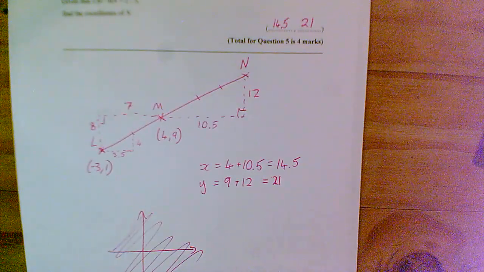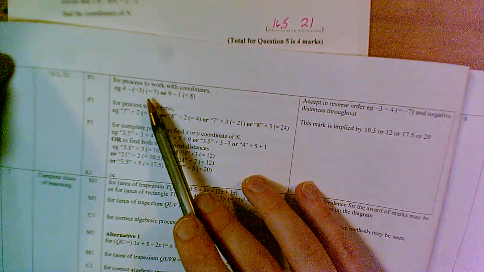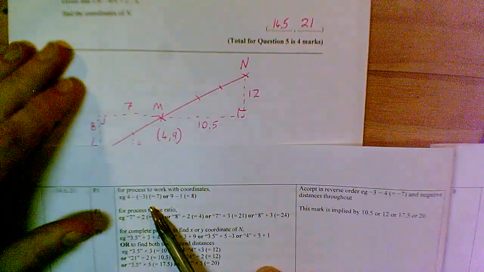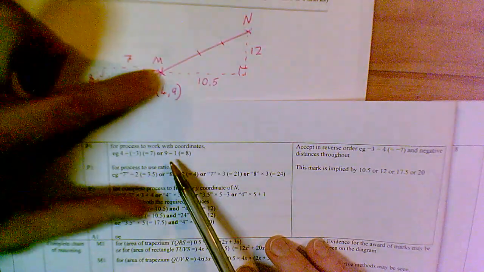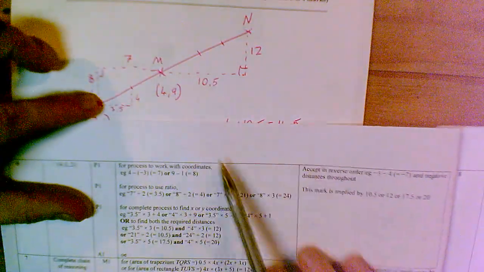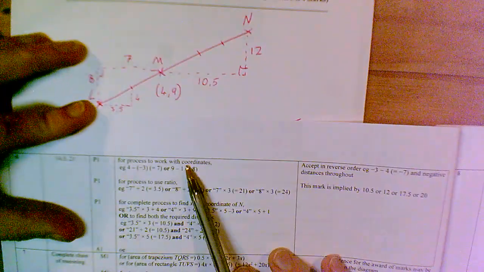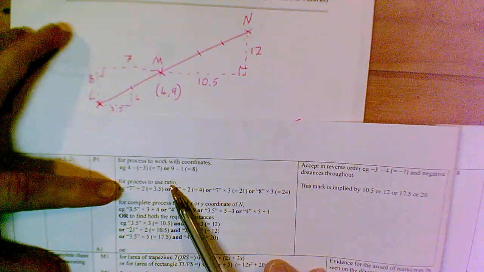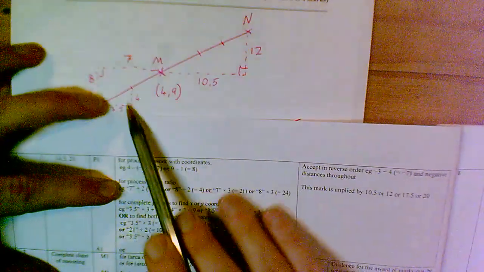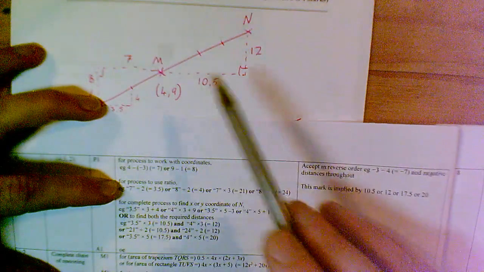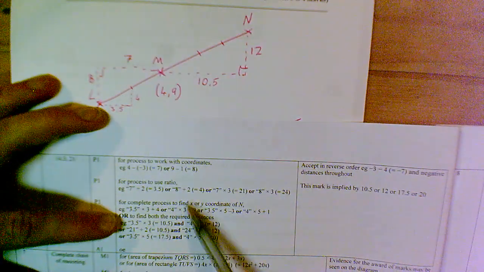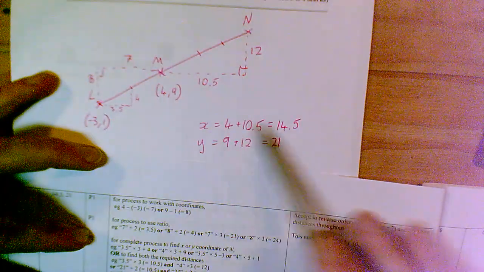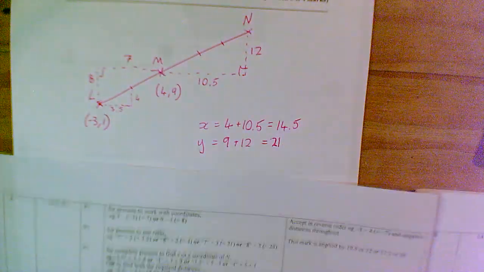So 4 marks there. Let's have a quick look at what they're for. For a process to work well, 1 for essentially finding out that it went up 8 and across 7, or just one of them, just showing you've understood measuring the distance between those 2 points to some rate. Then 1 for the process of using a ratio, like halving it to find what one of them is, so halving 8 to get the 4. 1 for getting a complete process finding either the x-coordinate or the y-coordinate, and 1 for the answer.